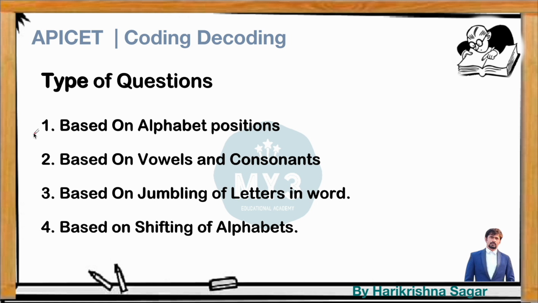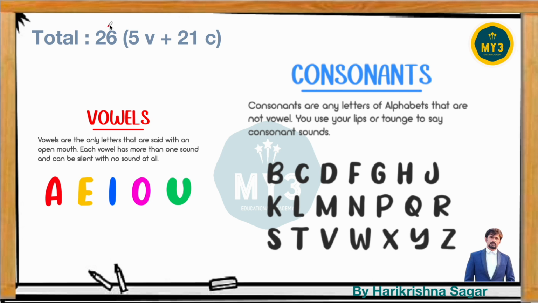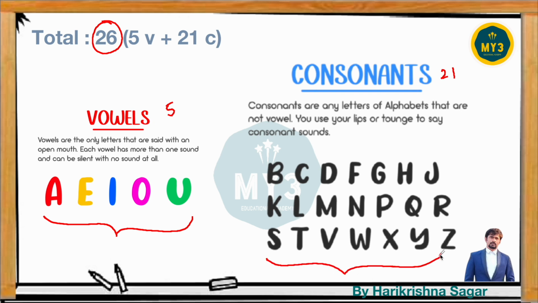So the questions which are related to the second type, that is questions based on vowels and consonants. We all know the total number of alphabets is 26. Out of these 26 alphabets, A, E, I, O, U, 5 vowels are there. The remaining 21 are all going to be consonants. So how are the questions given based on vowels and consonants in the last year paper? Let's observe.